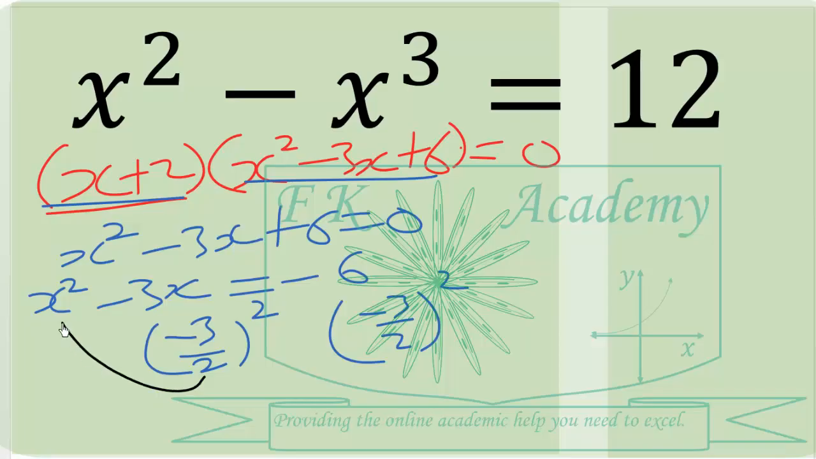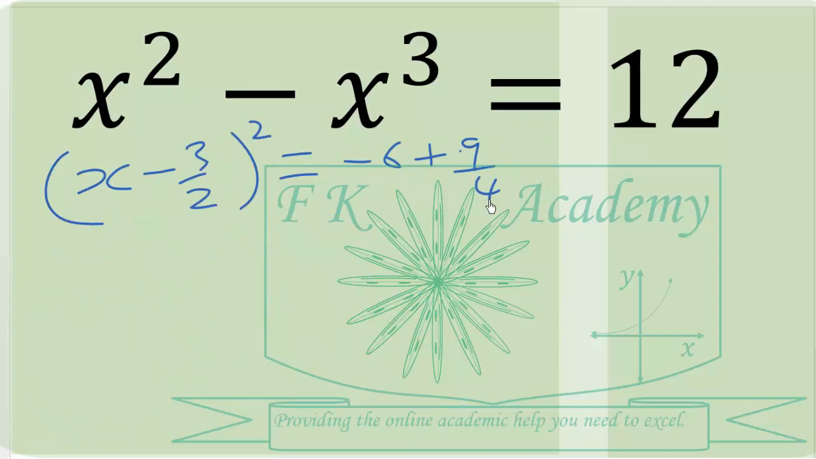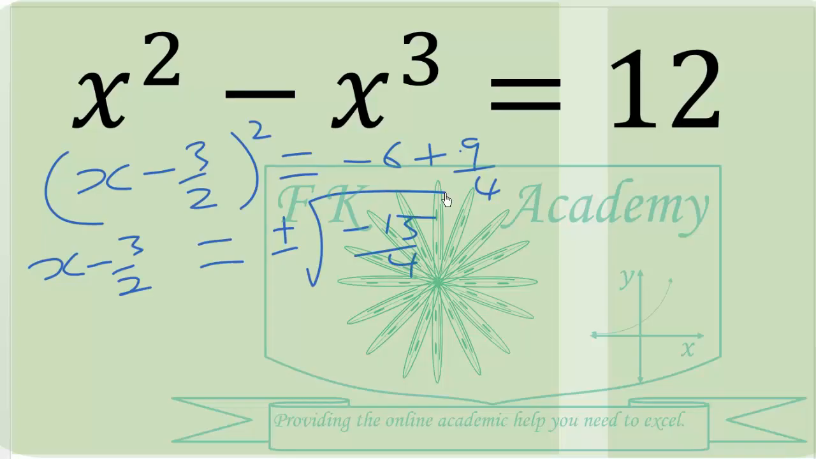That will give us x minus 3 over 2 all squared is equal to negative 6 plus 9 over 4. Let's simplify this. The LCM is 4. That will give us negative 24 plus 9, which is negative 15 over 4. When we take the square root of both sides, positive or negative square root, we get plus or minus square root of 15 over 4 times square root of negative 1.